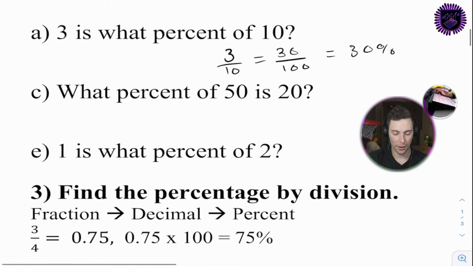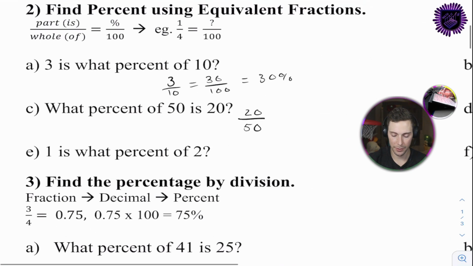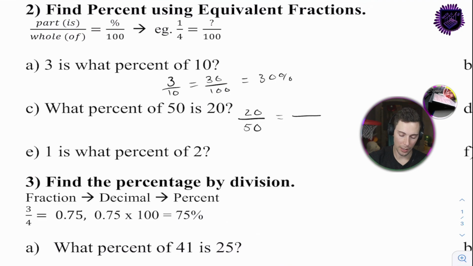What percent of 50 is 20? Now this one's a little tricky because it's of first. Of 50 is 20. Remember? Of is the denominator and is is the numerator. So how is this going to equal our something over 100? It will be 40 over 100, which is equal to 40%.